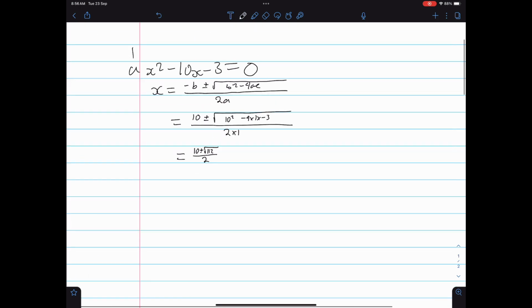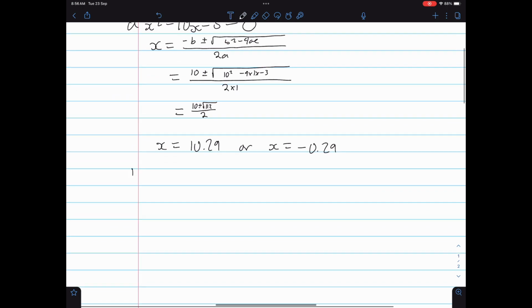And then you can just give your answers. One of them will be using the positive root. That gives us 10.29, and then if we do the minus, minus 0.29, and these are both to 2dp as is required in the question. And then the next one is x squared plus 6x plus 4 equals 0.